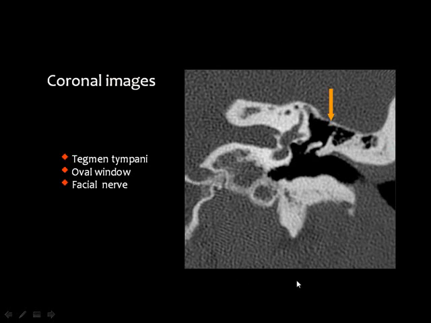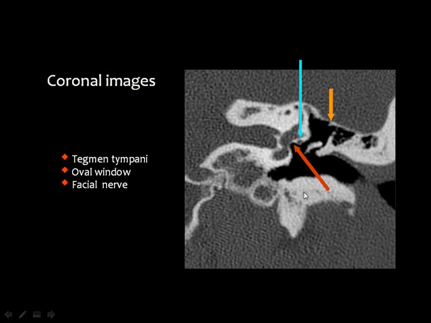Then what is the value of the coronal images? And this is the coronal image where you can see this is the internal auditory canal, and the bony ridge inside the internal auditory canal is known as the crista transversalis, which separates the facial from the eighth cranial nerve. Then you can easily identify the vestibule, and this is the lateral semicircular canal, and this is the superior semicircular canal, and this is the cochlea. Then where is the oval window? And this is the site of the oval window, which connects the middle ear cavity to the vestibule.